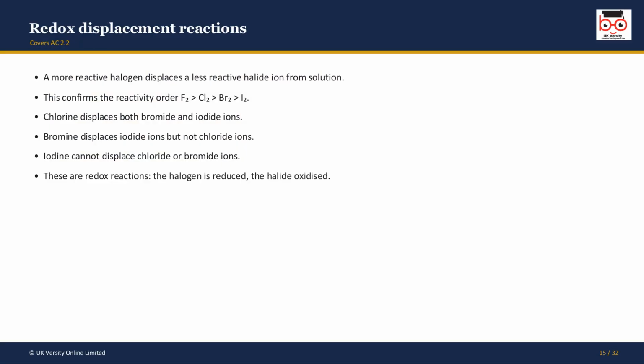One neat way to confirm the reactivity order is a displacement reaction. A more reactive halogen will displace a less reactive halide ion from solution, which confirms the order fluorine, chlorine, bromine, iodine. So chlorine can displace both bromide and iodide ions. Bromine can displace iodide but not chloride. And iodine, the weakest, can't displace either chloride or bromide. These are redox reactions. The halogen is reduced while the halide ion is oxidized.